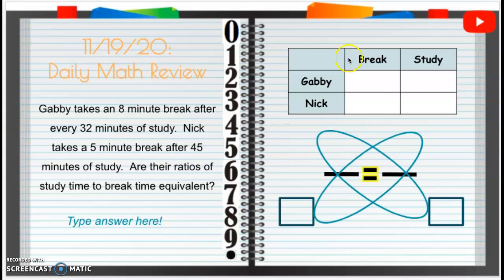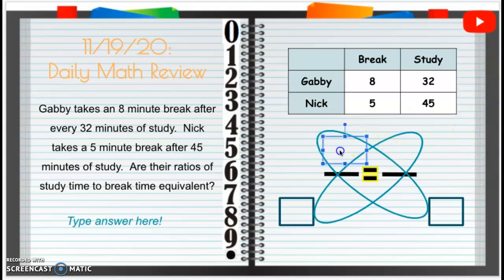So here's what we need to do. First of all, we need to set them equal to each other. So Gabby takes an 8-minute break. So I set up a table. If you want to look at it with the table, you can. If you want to look with the butterfly, that's fine as well. So 8-minute break. Gabby takes an 8-minute break for 32 minutes of study. And then Nick takes a 5-minute break for 45 minutes of study.